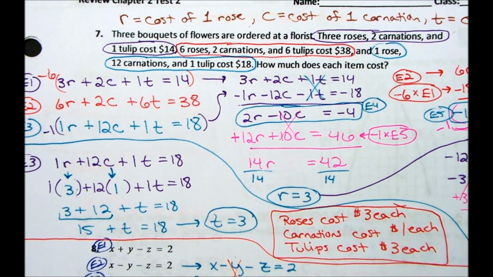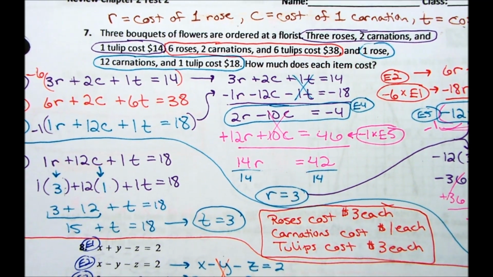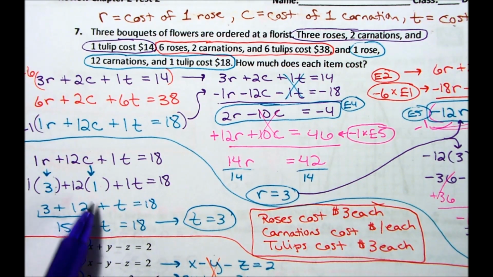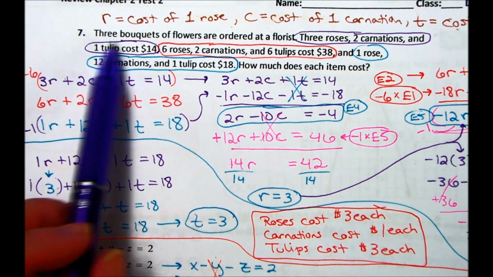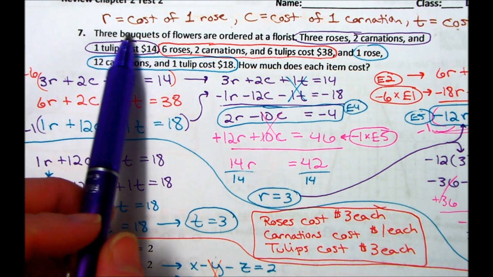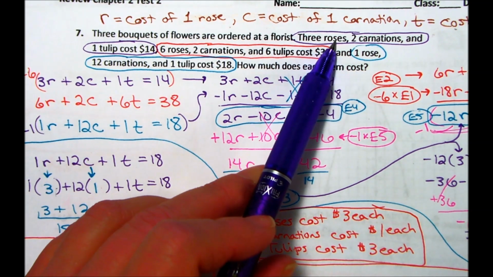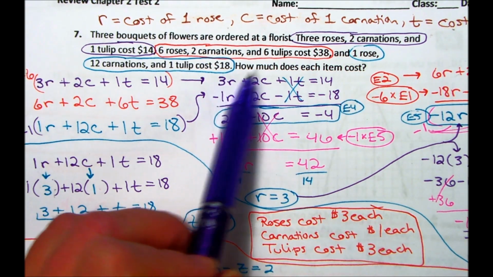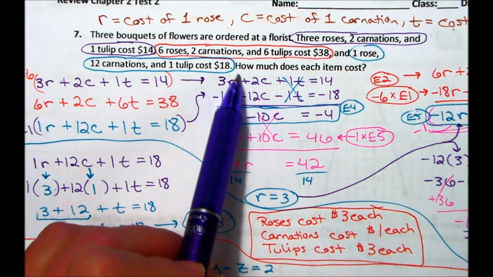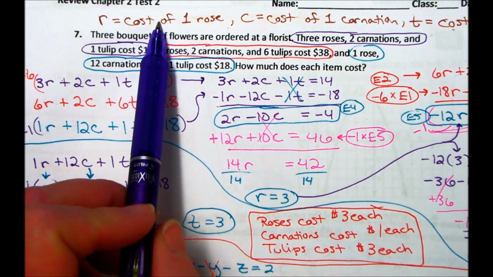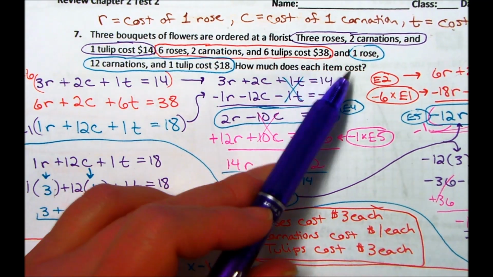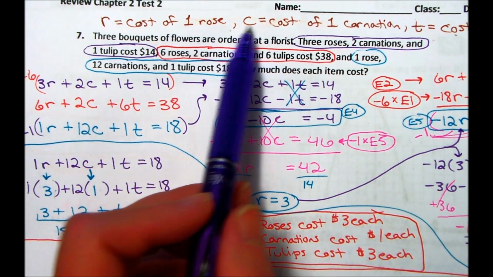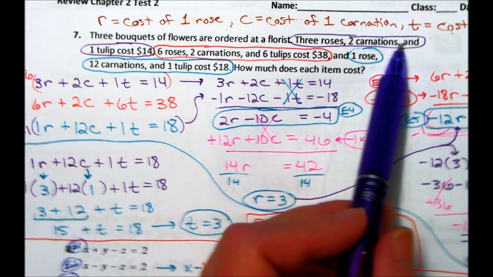Okay, so this is our story problem, where we have to write 3 equations, and then again we're going to solve for our 3 variables. But in this story problem, we've got bouquets of flowers, and we've got roses, carnations, and tulips. And the question is asking how much does each item cost. So I used my question to help me define my variables. Since we're trying to find out how much each of these things cost, I used R to represent the cost of 1 rose, C to represent the cost of 1 carnation, and T to represent the cost of 1 tulip.